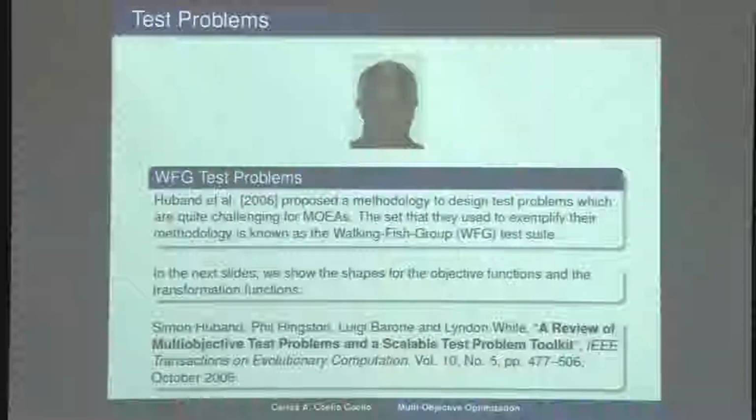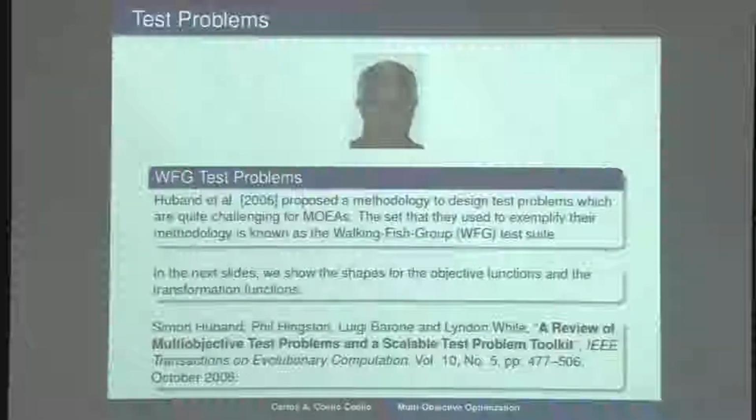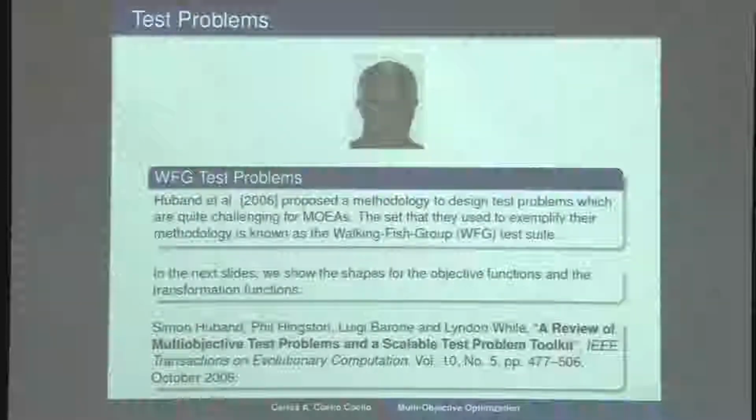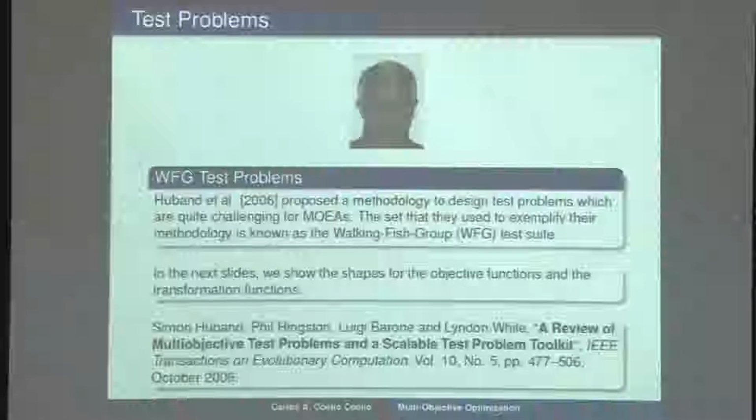In 2005, these guys from Australia, Simon Huband and several other people, proposed a toolkit to design test problems. Then the extended version of this paper was published in the Transactions in the year 2006. This methodology, this toolkit, is known as the Walking Fish Group. It's a very strange name, but that's the name of the group in Australia.